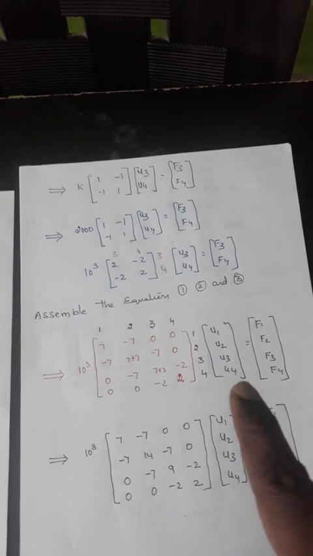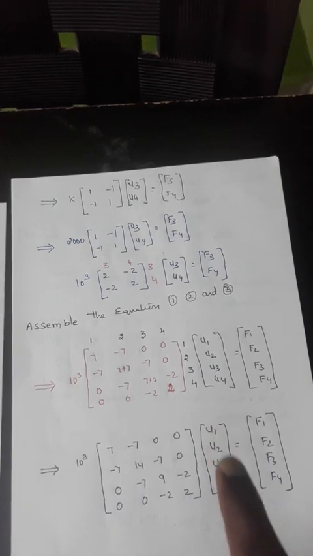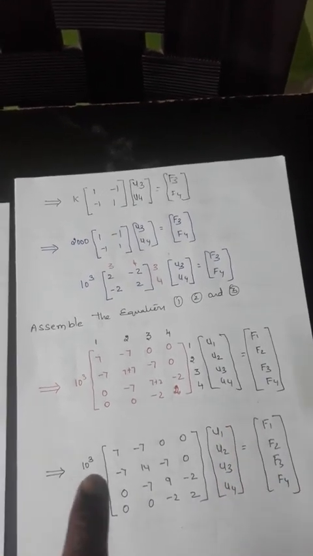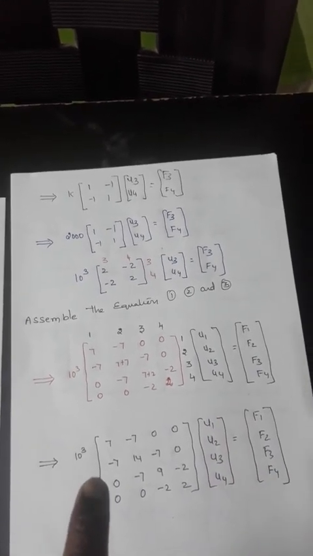Now what is the next step? Assemble all 3 equations. I have assembled them. Here U1 and U4 are 0 because both ends are fixed. So U1 and U4 must be 0. The 10 to the power of 3 I have taken outside. This is the assembled equation, and I got the stiffness matrix.